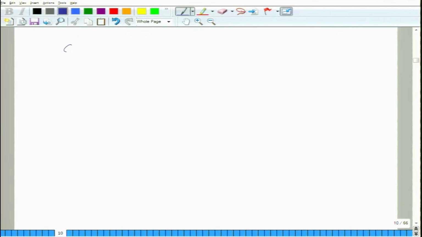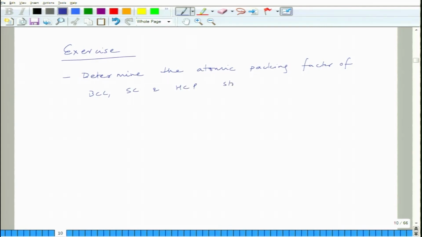As an exercise, you can determine the atomic packing factor of BCC, simple cubic and HCP structures. HCP, you can see, will come out the same as FCC because both are close packed structures, but it is determined in a different manner. It's not the same manner as FCC.